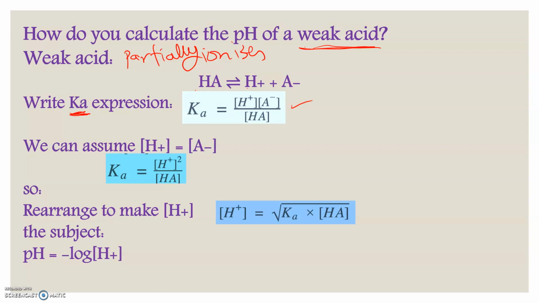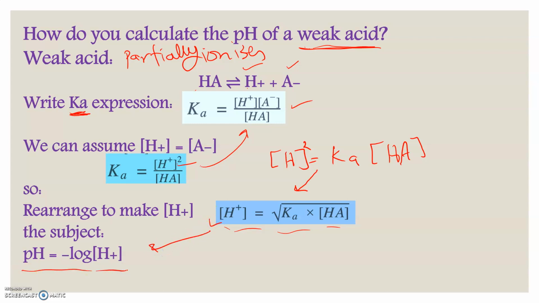Let's assume now that the concentration of hydrogen is equal to the concentration of A minus, the negative ion. So we can assume that the concentration of the positive ion, which is hydrogen, because it's an acid, is equal to the negative ion. So by substituting, Ka equals the concentration of hydrogen to the power of 2 divided by HA. Let's rearrange: hydrogen squared equals Ka times HA. And if we want just the concentration of hydrogen, we have to take the square root. Now you have the concentration of hydrogen. How easy is it then to determine the pH? Just minus log.